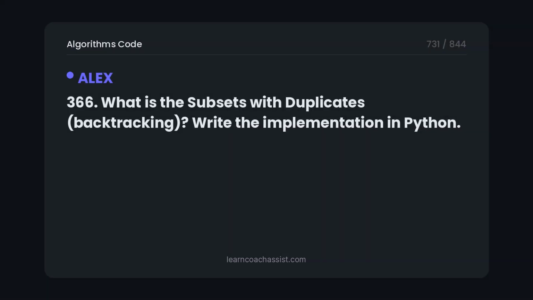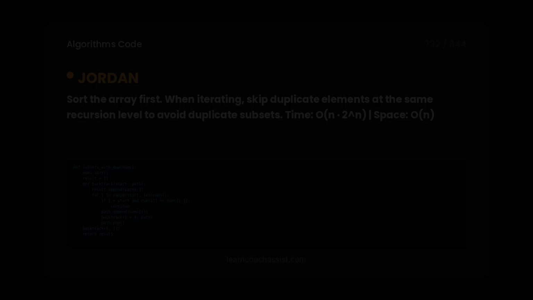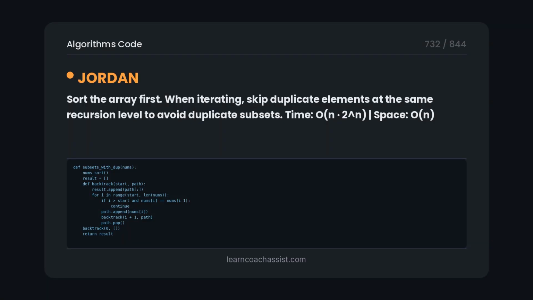366. What is the subsets with duplicates, backtracking? Write the implementation in Python. Sort the array first. When iterating, skip duplicate elements at the same recursion level to avoid duplicate subsets. Time O(n * 2^n), space O(n).